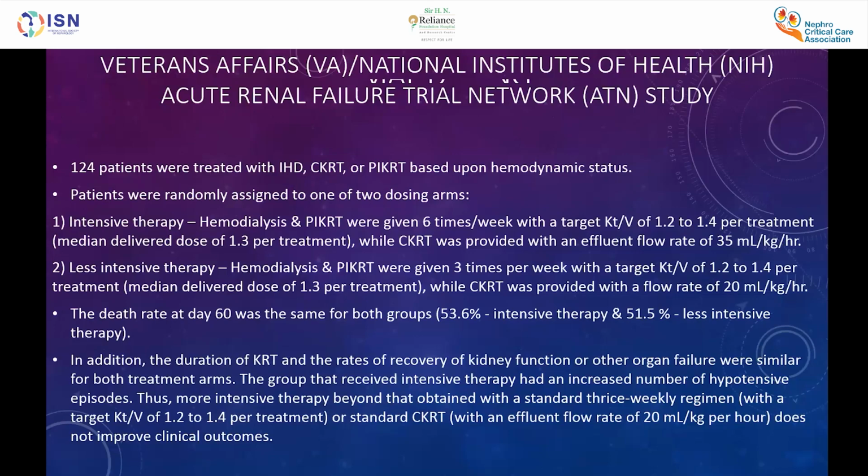In the less intensive therapy, the cycles were given 3 times per week with a target Kt/V of around 1.2 to 1.4 per treatment, while the CRRT was provided with a flow rate of 20 ml per kg per hour. The death rate at day 60 was the same for both groups, around 53.6% for the intensive therapy and 51.5% for the less intensive therapy. In addition, the duration of the RRT and the rates of recovery of kidney function or other organ failure were similar for both treatment arms.